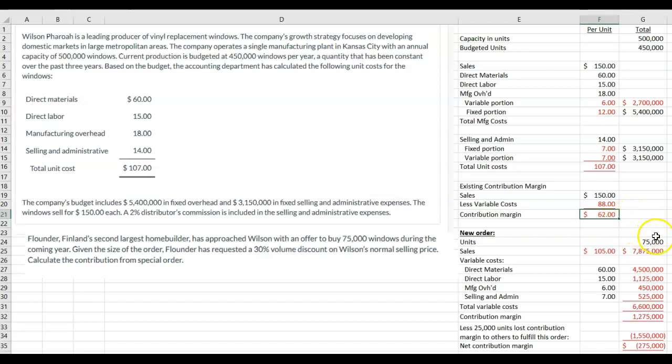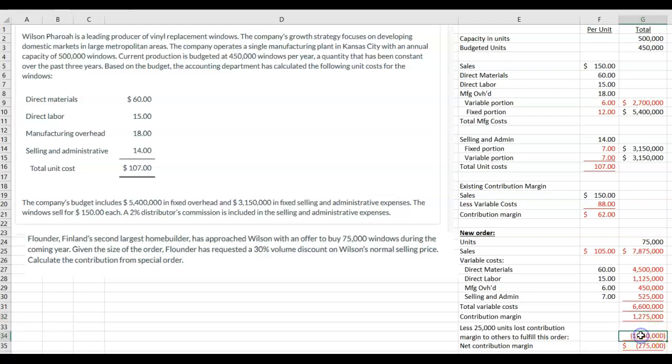And then we go to evaluate the new order. It's 75,000. Okay, now remember, we're budgeting at 450 and capacity is 500. So this means that to fulfill this order, we're going to be at capacity and we're going to lose 25,000 of existing orders. So with that in mind, we can run through the numbers. Sales are reduced by 30%, so that's the selling price less 30%. And then we jot in the variable cost that we already know from above, right? Multiply it times 75,000. We come up with a total variable cost of 6,600,000. So on the surface, it looks like we've got a positive contribution of 1,275,000.